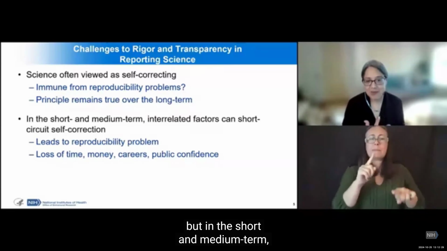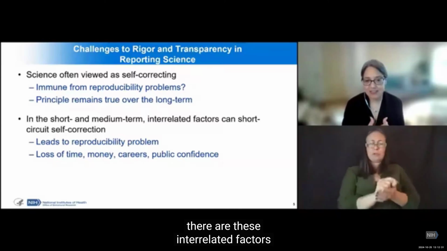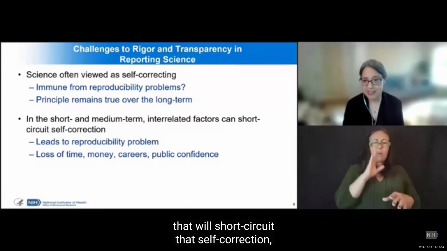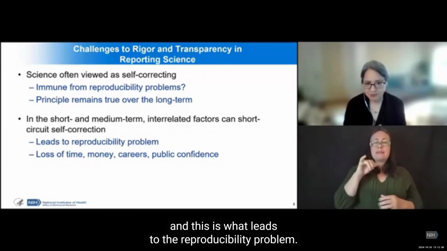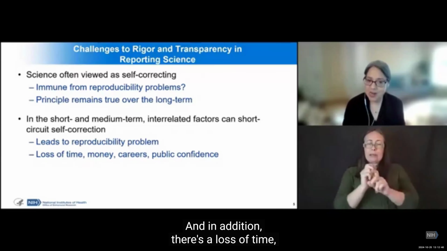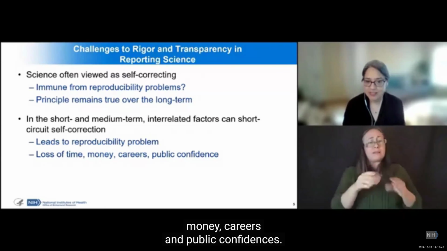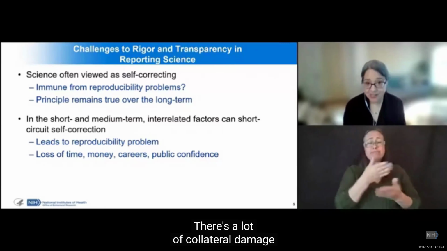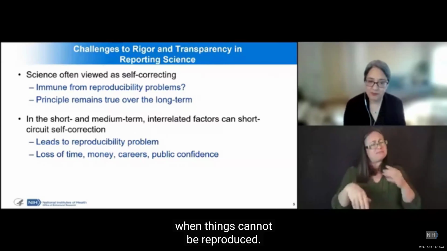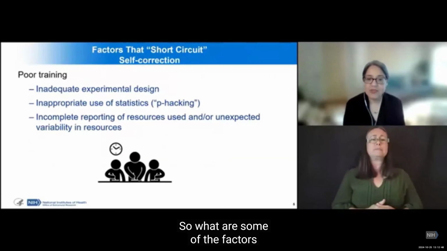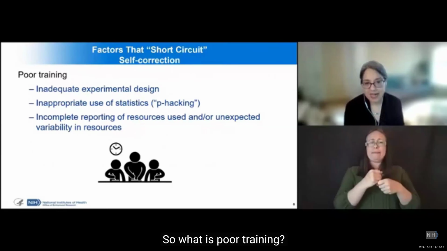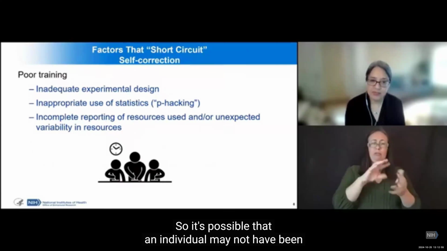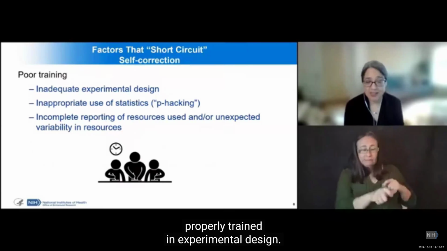But in the short and medium term, there are interrelated factors that slow that correction, even if it extends the time frame. And this is the reproducibility problem. There's a lot of time, money, careers, and public confidence at stake, and a lot of collateral damage when things cannot be reproduced. So what are some of the factors that might short circuit self-correction? One is training. It's possible that individuals may not have been properly trained in experimental design.